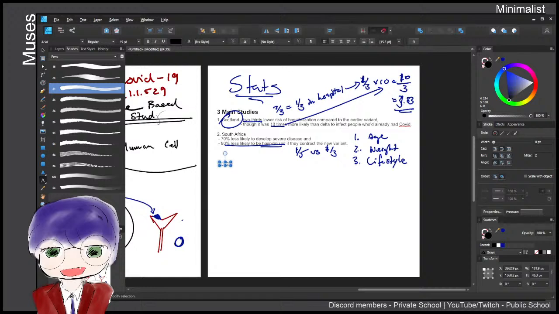I think the last one is from Imperial College. Let me just double check. Oh, why can't I find it? Yes. Oh, it doesn't give me the.